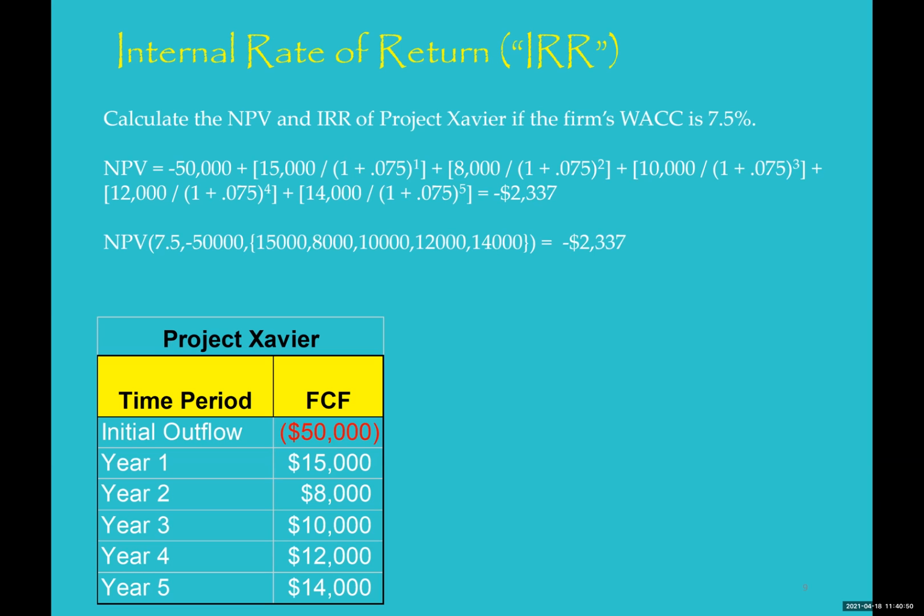There's a shorter way to do it if you have a financial calculator. So this is the nomenclature you would use if you had a TI 83 or 84, for example. You get the same answer for NPV, negative 2,337.